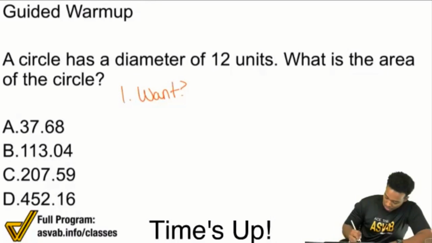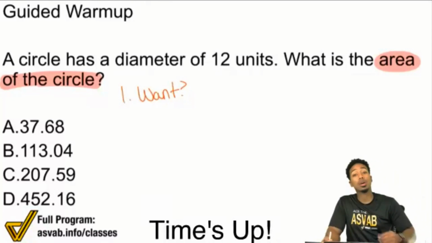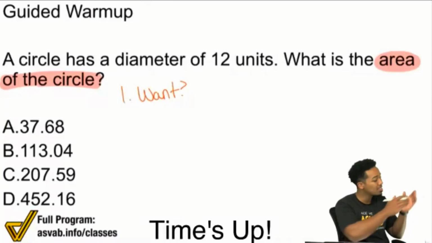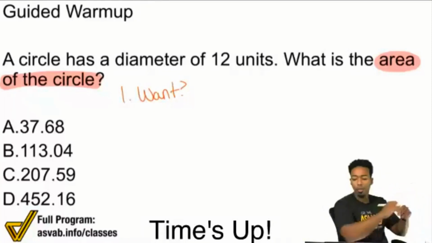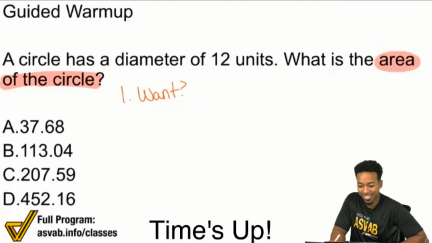We want, again, the area of the circle. The moment that we read that we want the area of the circle, we need to check our brain bank and produce the formula for the area of a circle. Kindly, please go ahead and type into the chat box, what's the formula for the area of a circle?